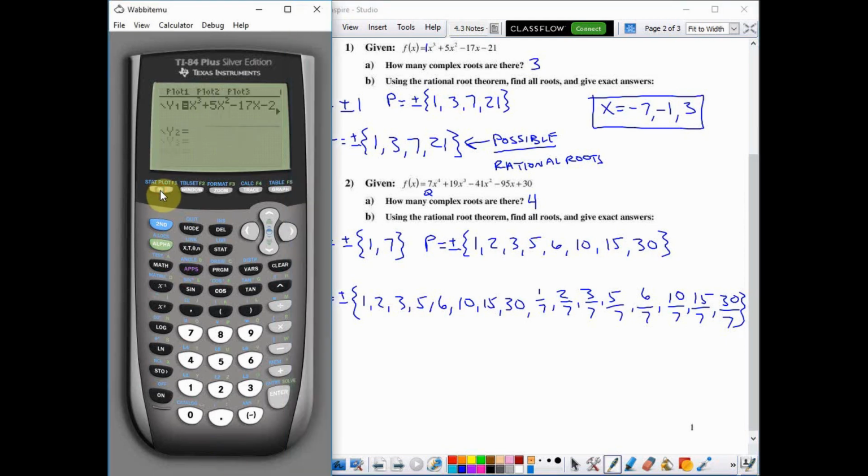So we go to the graph, and again, we can just plug in all these numbers, the positive and the negative version, to this equation. Anything that gives me an output of 0 is a root. But it'd be a little bit quicker just to put in the equation. If you have a graphing calculator, 7x to the 4th plus 19x cubed minus 41x squared minus 95x plus 30.